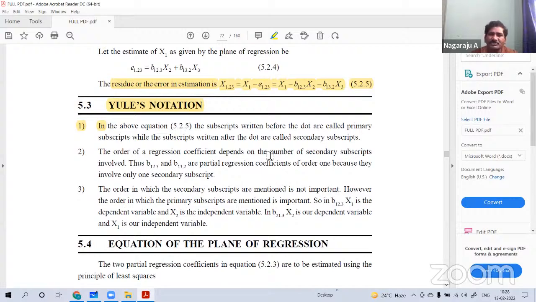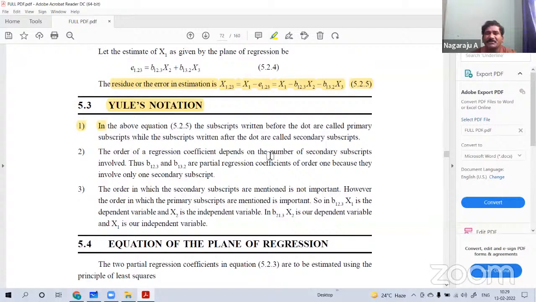Next, the third point: the order in which the secondary subscripts are mentioned is not important. The coefficients are important, but overall x1 is dependent on both x2 and x3, so individually we cannot think of them. The order in which the secondary subscripts are mentioned is not important.